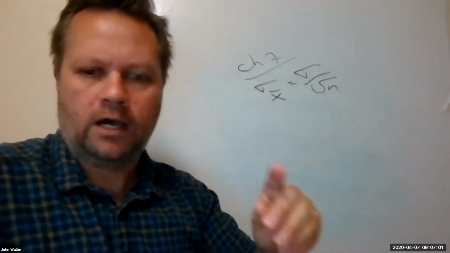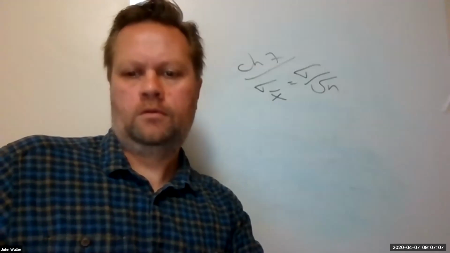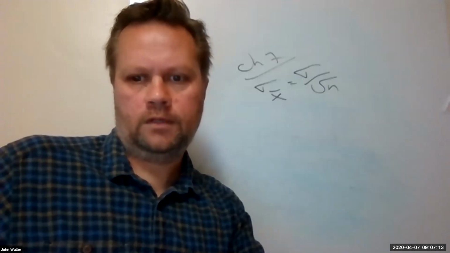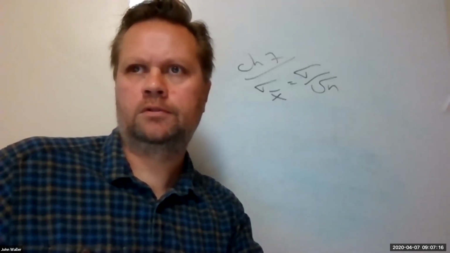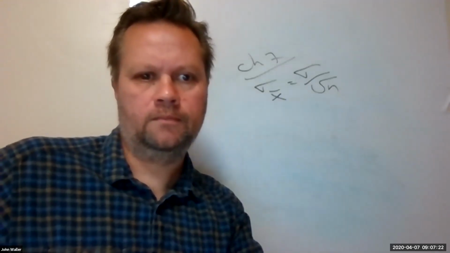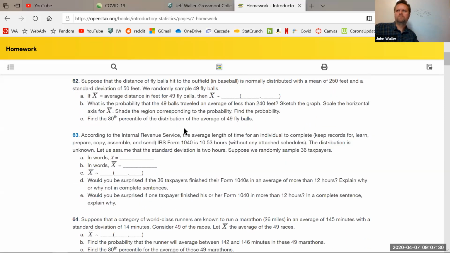So Alex, let me see. What chapter, I mean? Section 7-1, okay. Number 62. All right, so that's this problem here. Alex has a question about the one about the baseballs. Your question was about part C, right? Part C says find the 80th percentile of the distribution of the average of 49 fly balls.